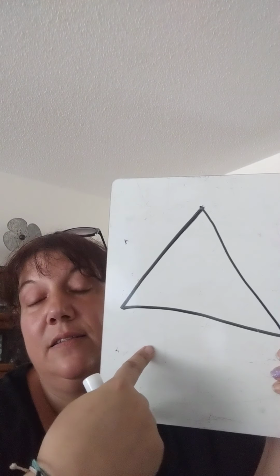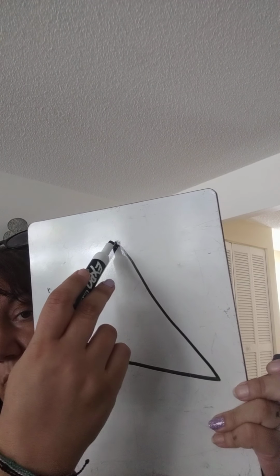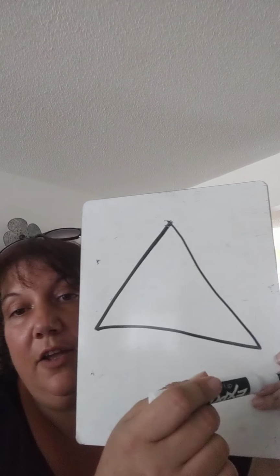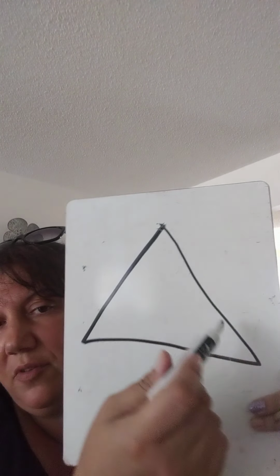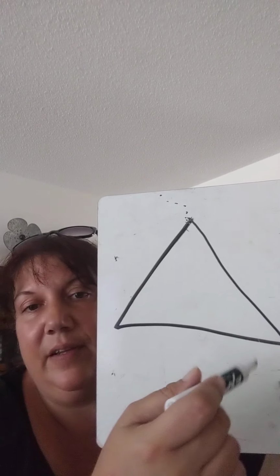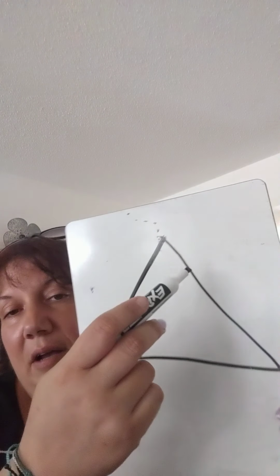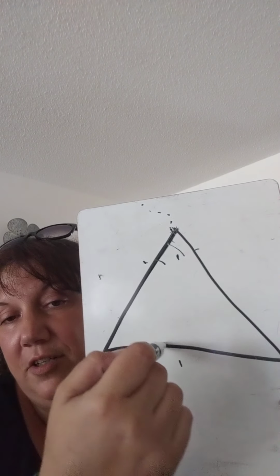Intersecting. Triangles have intersecting lines because they're always going to touch. Now, you might say, well, why aren't they parallel? Well, because if I continued this line forever and ever, it's eventually going to come around and touch the other line. Obviously these two are touching here and this one's touching here.